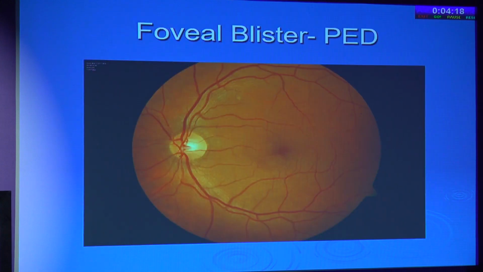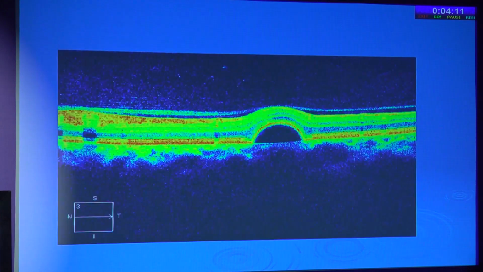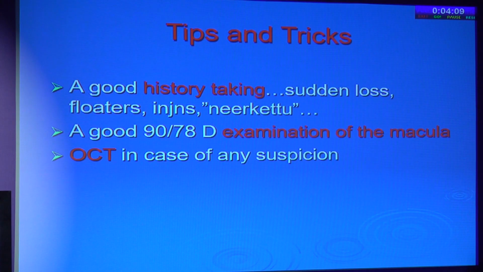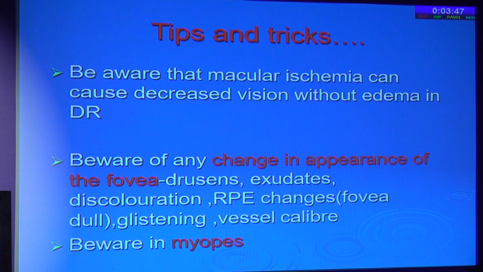A foveal blister that can be very easily missed is a PED. If it is at the fovea, involving the foveal avascular zone, it will definitely cause a decrease in vision. So take a good history of any sudden loss of vision somewhere along the way, any floaters, any history of injections done somewhere. Many patients will tell you that they've had injections, so then you know that something was wrong with the retina, or they will give some history of vague near vision problems. And do a good 90 and 78-diopter examination. In case of suspicion, do an OCT and a fluorescein angiogram when you want.